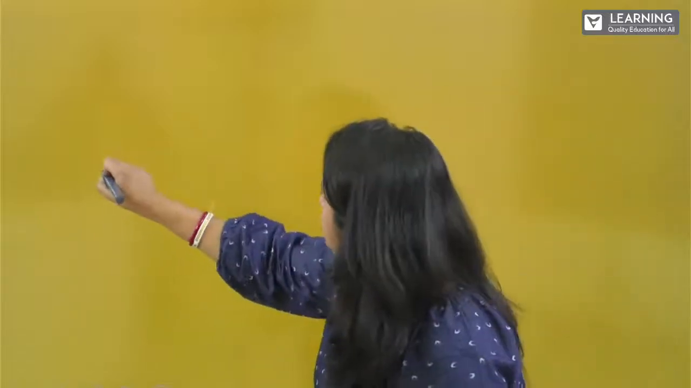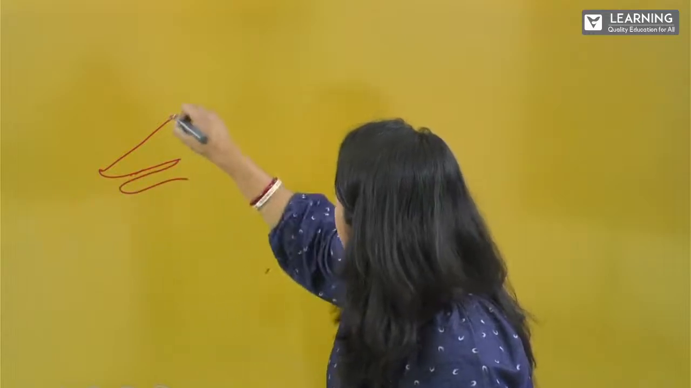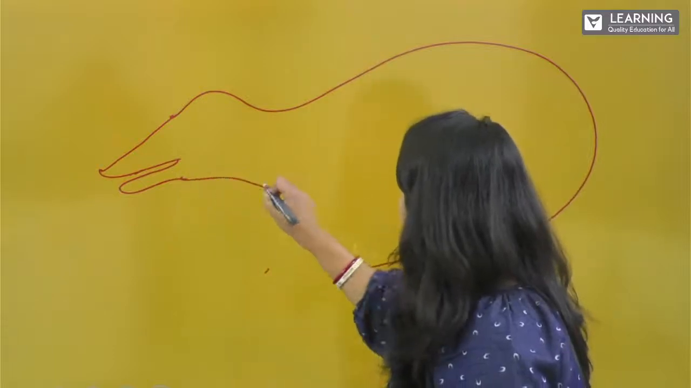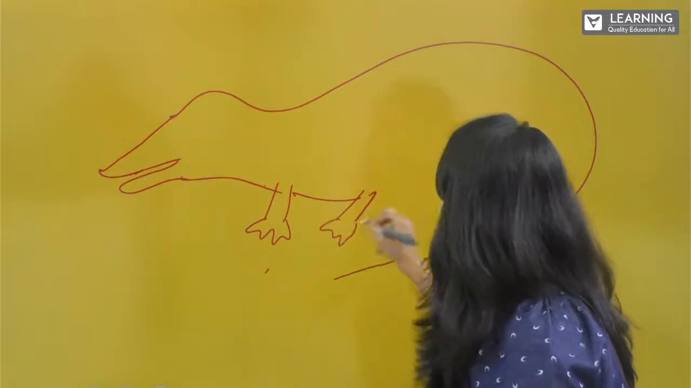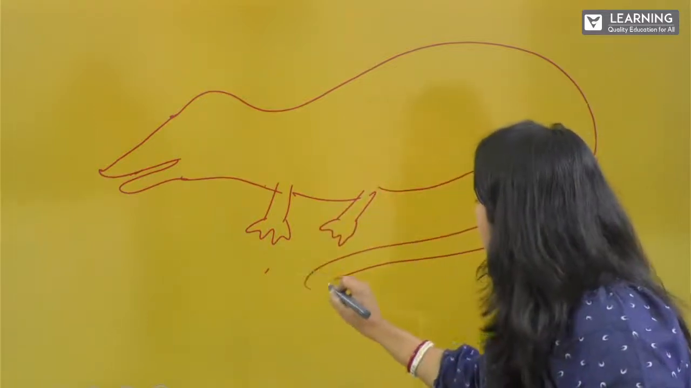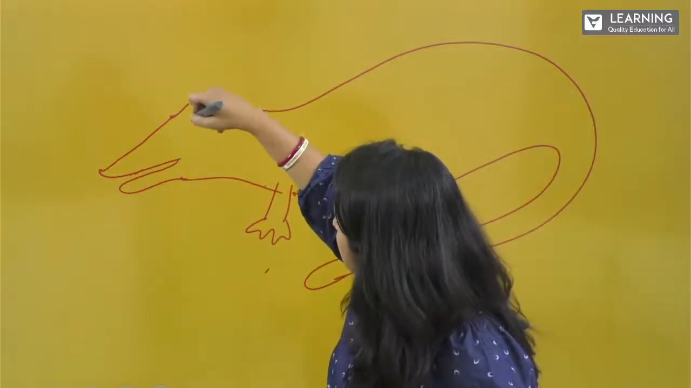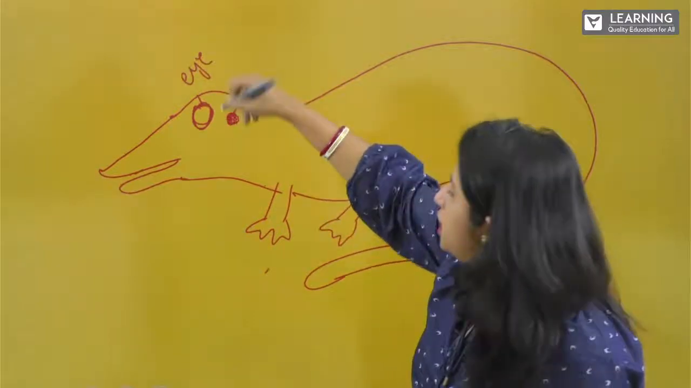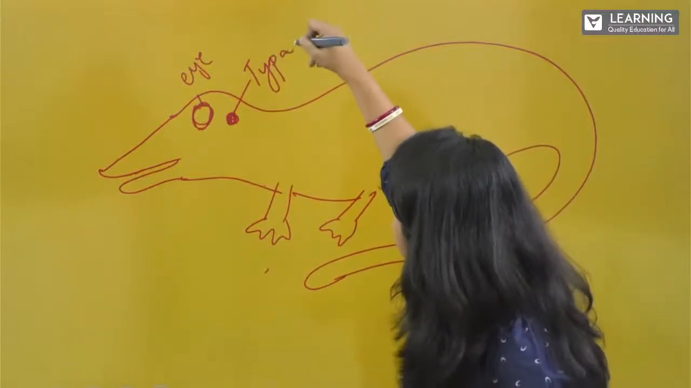Next, let me draw. If this is a crocodile like this, it will be having limbs here, right? This is the tail. So it has eyes, and here it is the eye. This is the eye. And here they have got the tympanum, right? So they have got the tympanum.